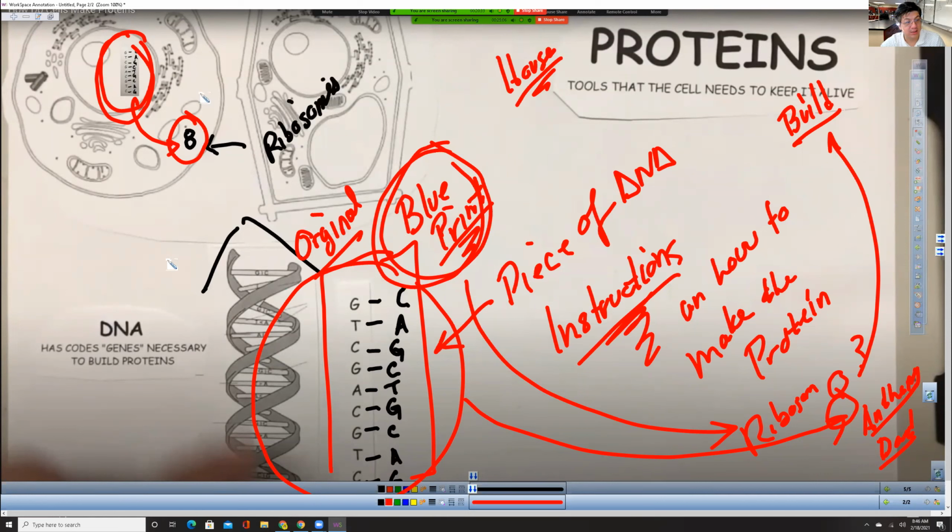Okay, there's this architect that put together this plan on how to build something, and the contractors need this plan so that they can build the house, right? In our analogy, the house is the protein. This blueprint, what is this blueprint called in our analogy? The copy. Remember, this is a copy of the instructions. Transcription? No, transcription is the process of making the copy. So what is this copy called?